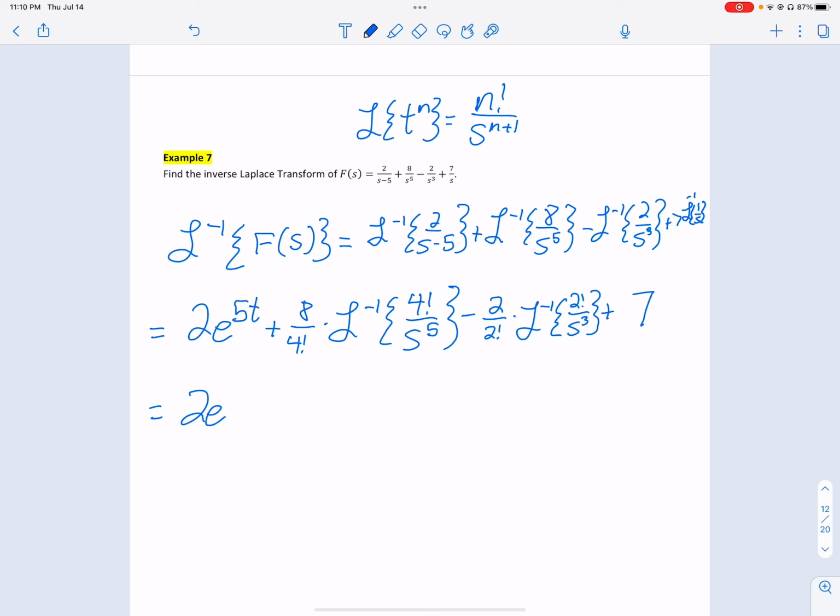I keep going because I didn't do them all. 8 over 4 factorial. 4 factorial is 4 times 3 is 12. 12 times 2 is 24. 8 over 24, it's 1/3. So I get 1/3, and this is going to be t to the 4th power. This whole thing right here was t to the 4th, right? It matches the rule. Take a look at what I wrote there at the top. It matches that. Right? The next one, I got a minus. Okay, 2 over 2 factorial is 1, and this is going to be t to the 2nd power, and then that's 7. There we go.